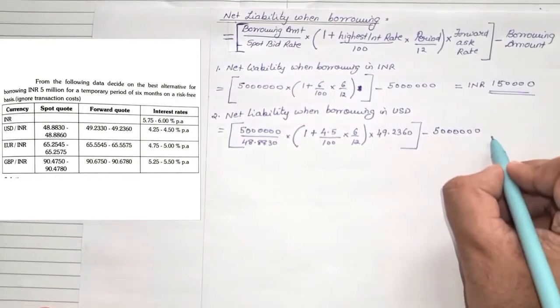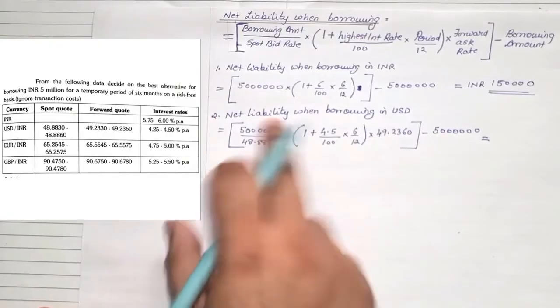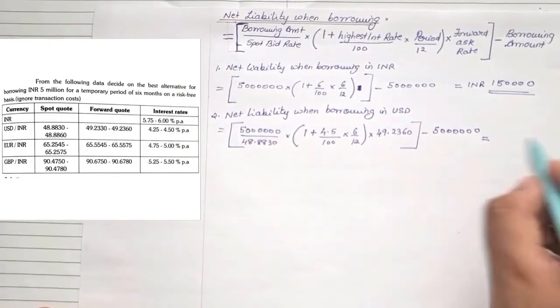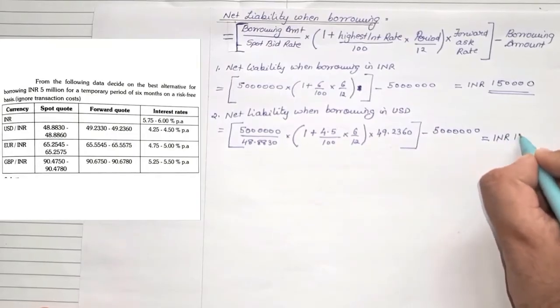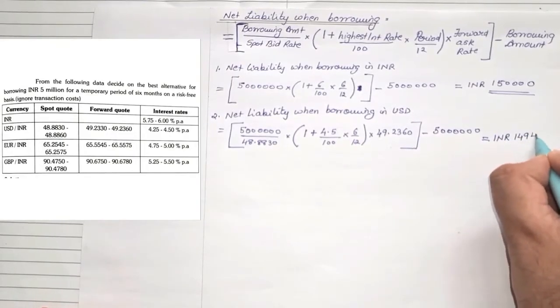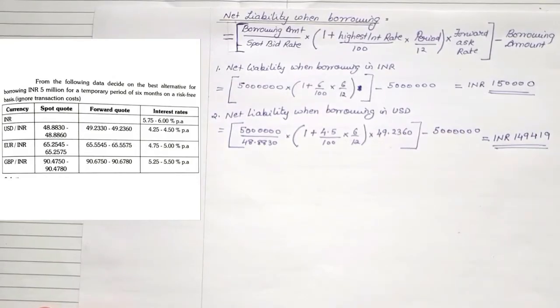When you solve this whole part, you divide, multiply, again multiply, divide, get the value, minus 50 lakhs. The final amount you should get is INR 1,49,419. The first value was 1,50,000, the second is 1,49,419. Now the third one.